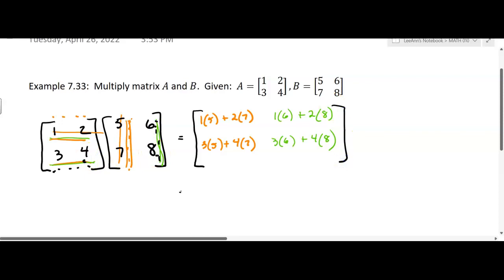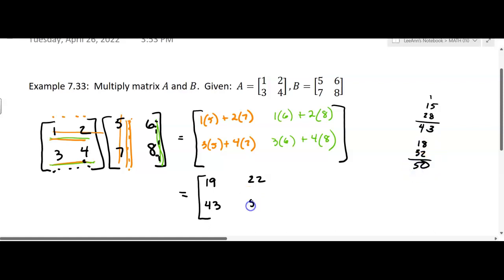Now we have to figure out the math, which we could put in a calculator, but we'll just do it. So 5 and 14 is 19. And 6 and 16 is 22. And 15 and 28. So it's late in the day, so I have to write this out. And then 18 and 32. Let's see, what's that? 50?